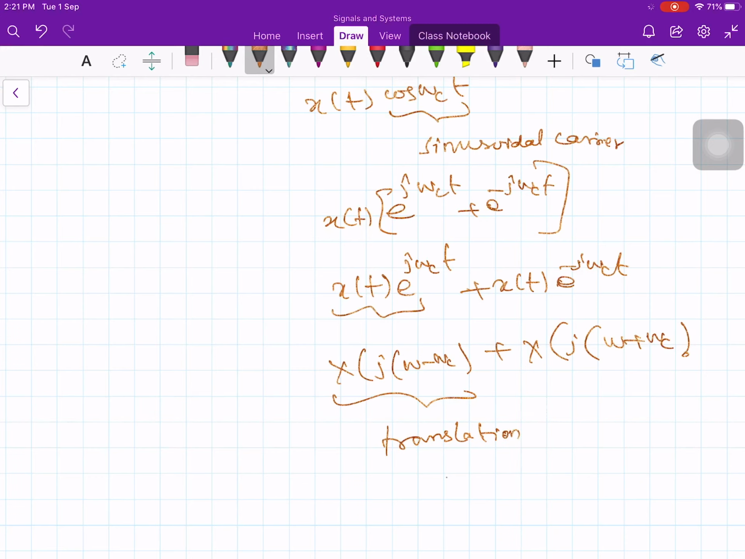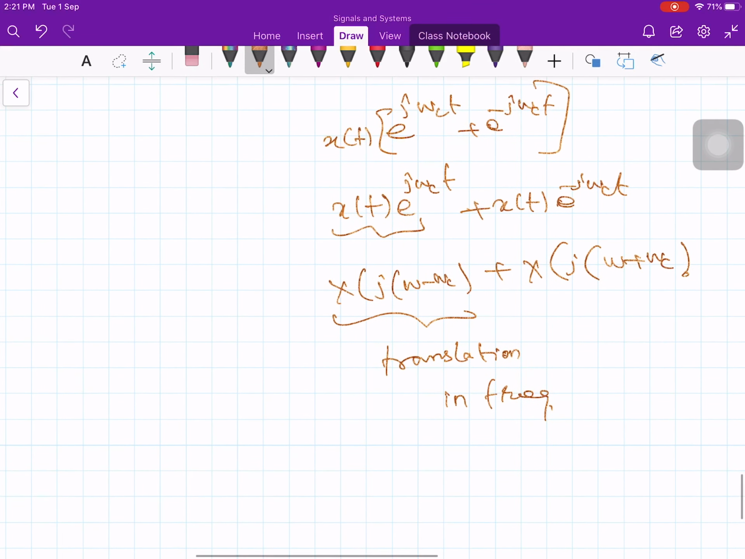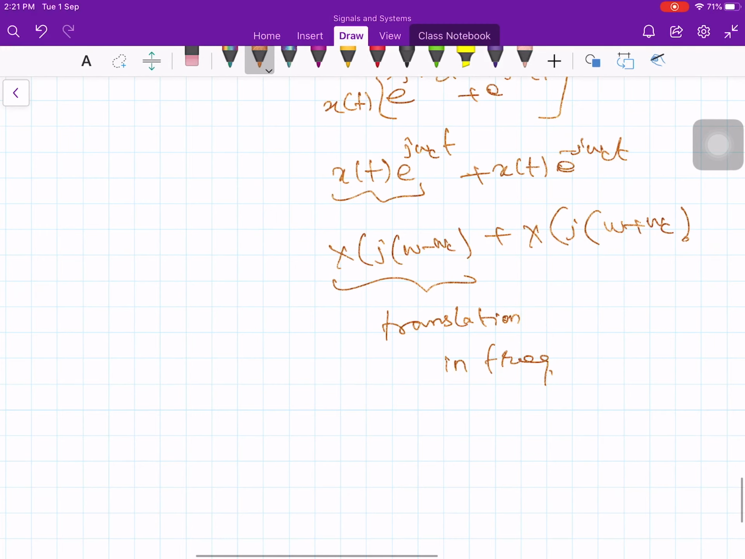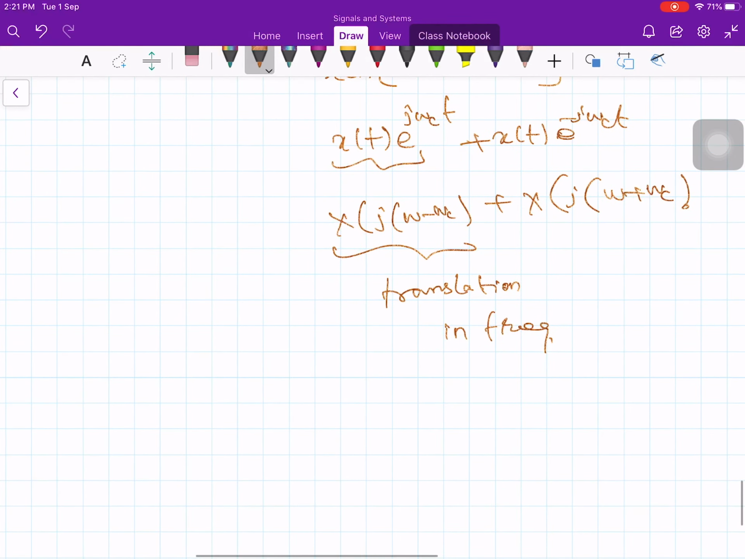Translation in frequency. When you are translating the functions of time, then in the transform domain, the transform gets multiplied by an exponential. If you are translating it in the frequency domain, as we have done here, then in the time domain it gets multiplied by e to the j omega c t. So there is a duality between the transform domain and time domain.